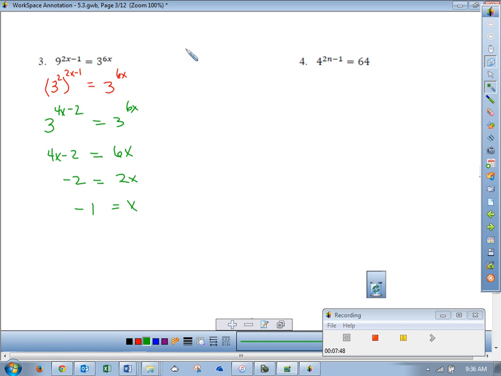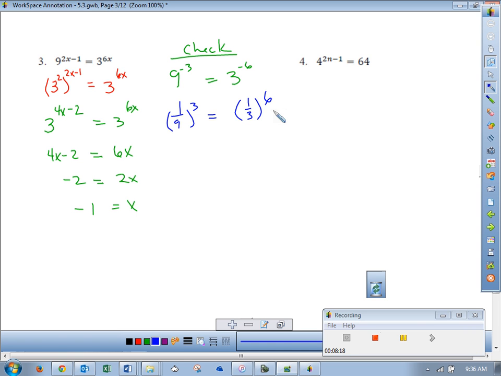So I will do a little check. When you get a negative exponent, it's easier to check algebraically than it is with a calculator. That would be 9 to the negative 2 minus 1. Isn't that negative 3? Right? See if that equals 3 to the negative 6. What you really do is, with the negative exponent, you reciprocate the base. So that's 1/3 to the positive 6.